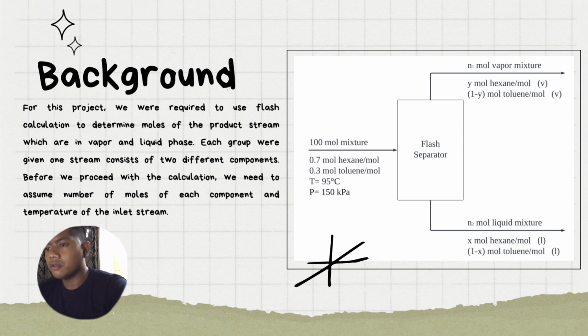For this project, we were required to use flash calculation to determine moles of the product stream, which are in vapor and liquid phase. In this equation, we can see that there are two different products, two phases, which contain the same component, but different number of moles. Before we proceed with the calculation, we need to assume the number of moles of each component and the temperature of the inlet stream. Now we move to the next part.